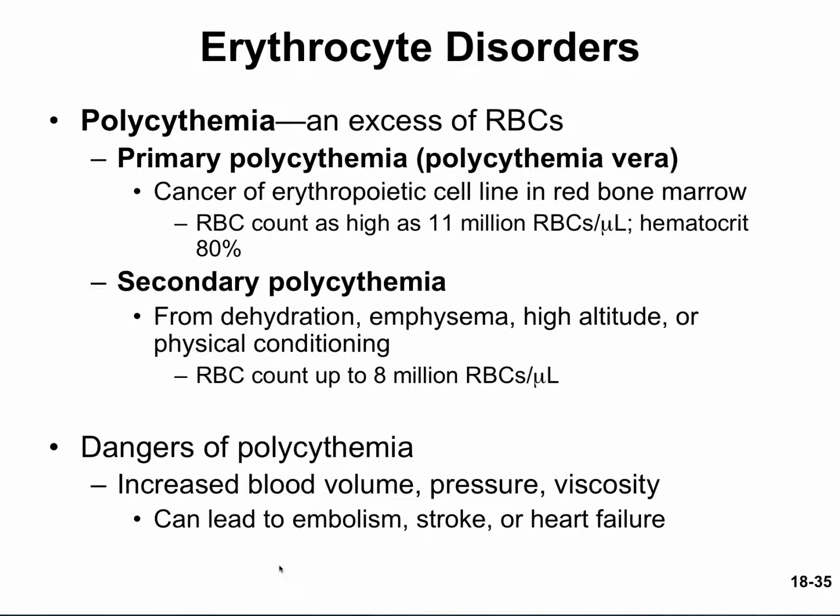Polycythemia can increase blood volume, pressure, and viscosity, leading to embolism, stroke, or heart failure. Blood volume can double in primary and cause the circulatory system to become engorged. Viscosity may rise to 3 times normal, circulation is poor, capillaries are clogged, and the heart is strained. The deadly consequences of emphysema and other lung diseases are in part due to polycythemia.